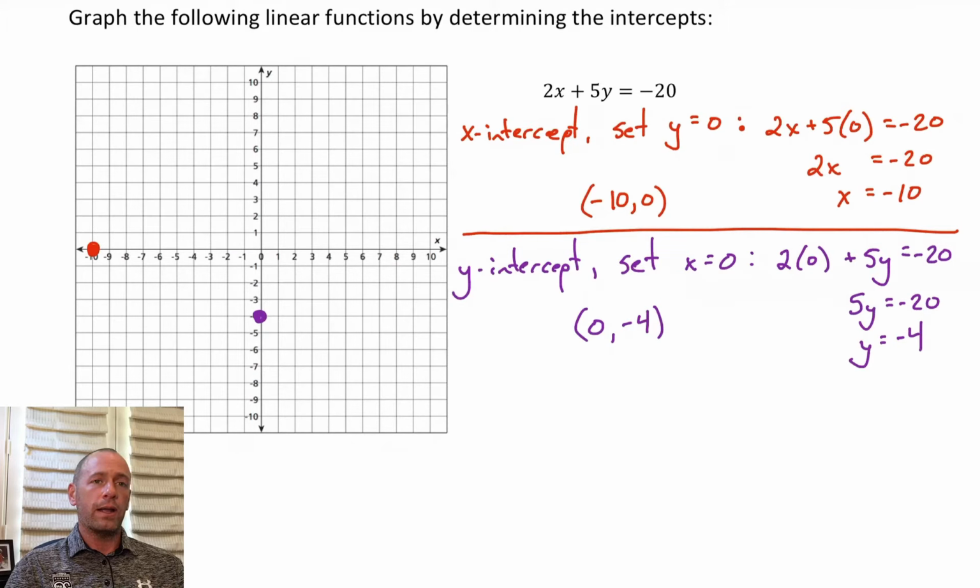And now I can go ahead with graphing this straight line, because all you need to graph a line is 2 points. And there it is. See, it's a negative slope because it's going down to the right.